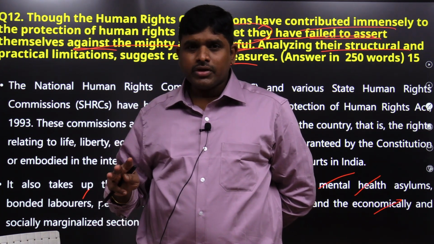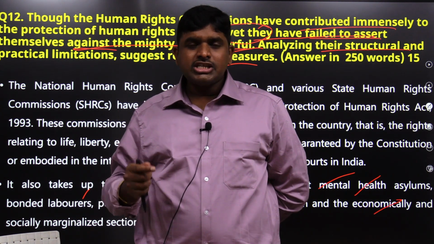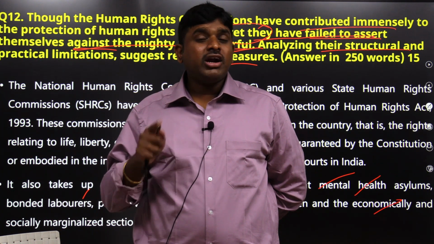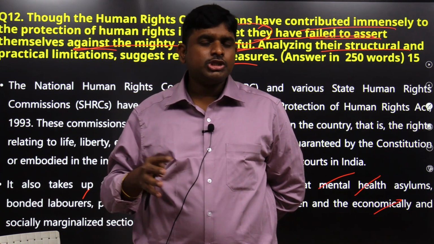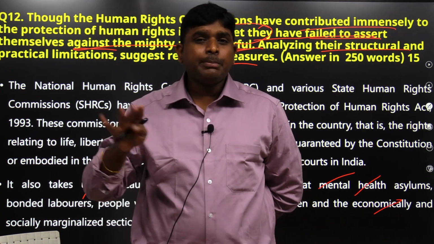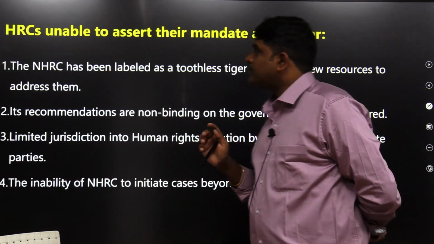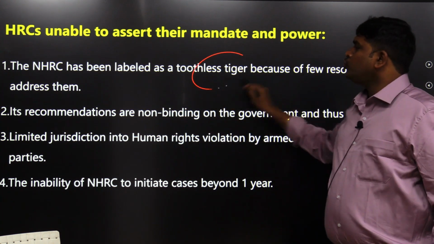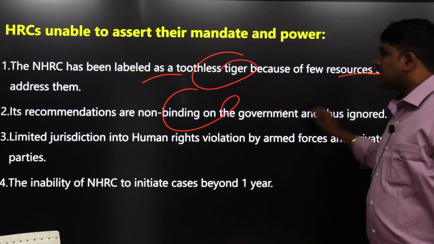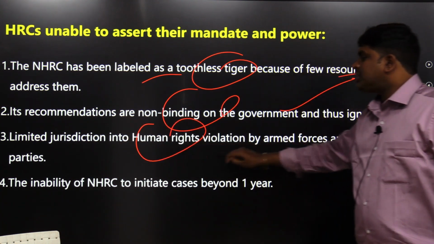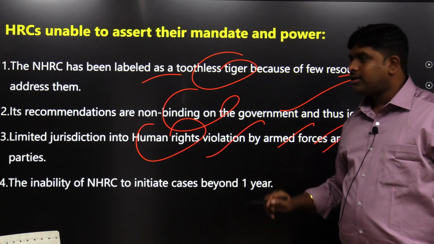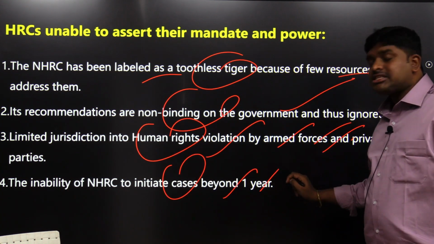Number 3, most often the National Human Rights Commission is not taken seriously. The recommendations or the advices or the solutions or the judgments which are given by the NHRC are kept aside by the ruling government. These are the points. Toothless tiger, few resources to address them, non-binding on the government, limited jurisdiction into human rights violation by armed forces. They don't have power on armed forces and private parties. Inability to initiate cases beyond 1 year.